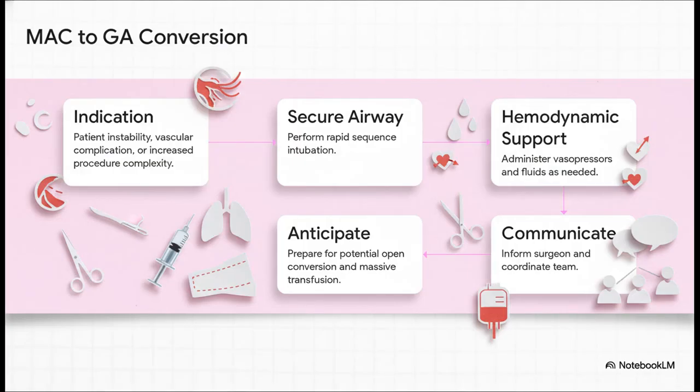And that leads us right to this, the conversion protocol. This is our break glass in case of emergency plan, and everyone needs to know it cold. The second you recognize a problem, the patient's moving, their pressure's cratering, the surgeon says, uh-oh, the whole thing kicks into gear. Priority number one is securing that airway, usually with an RSI. At the same time, you're pushing pressors and fluids to stabilize the pressure. You've got to communicate clearly with the whole team, and you always have to be thinking two steps ahead. That means anticipating a full-on open conversion and being ready to call for the massive transfusion cooler.